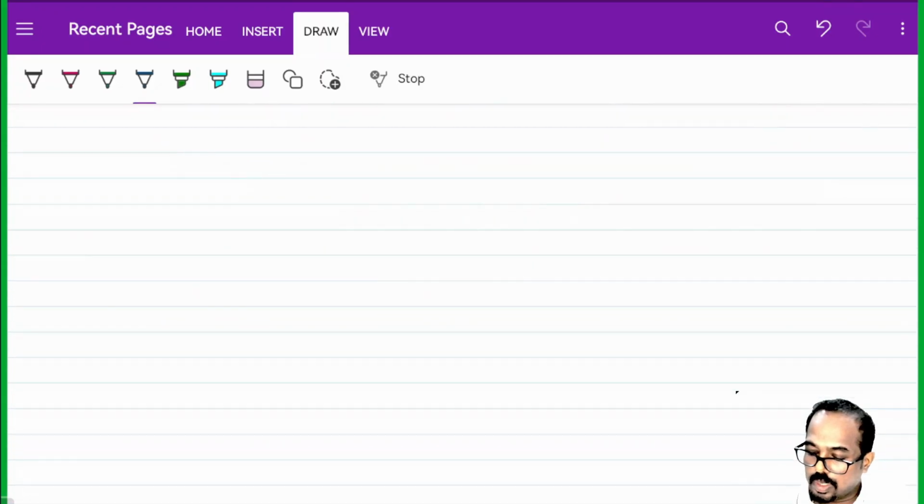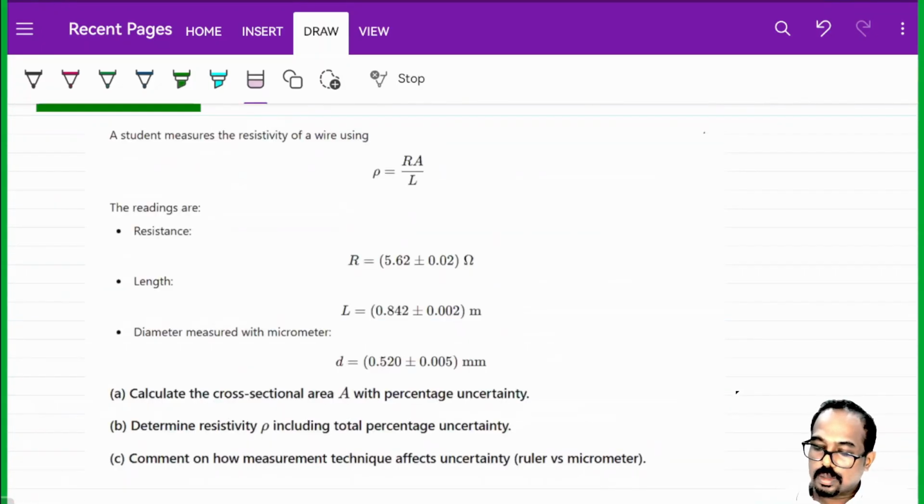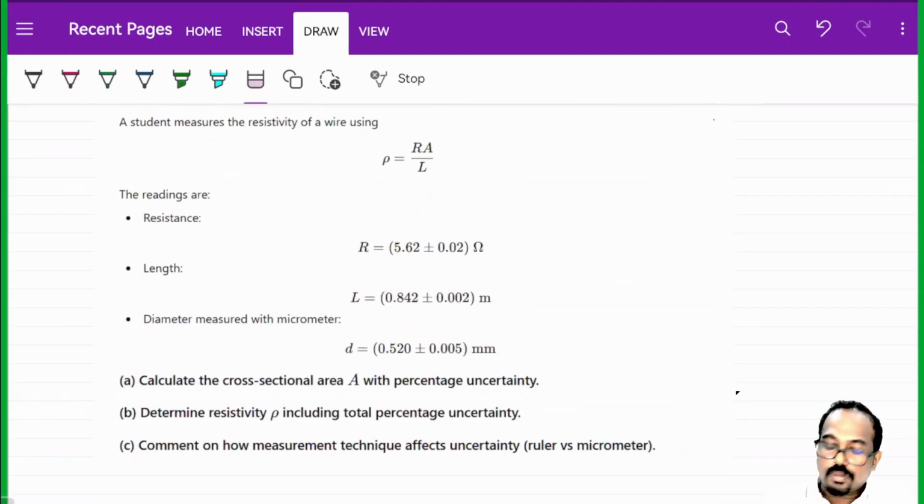So we will move on to the next question. This is the last question, fifth question. I'm giving this question to you for practice. You do the question and comment your answers. If you are not getting the answer, I will solve this question and post it in the doubt clearance playlist. I hope you understood the method of analyzing and solving uncertainty questions.